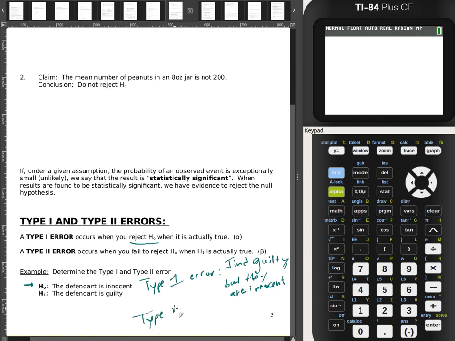That's not very good. A type 2 error would be when you fail to reject the null hypothesis. Failing to reject the null hypothesis in this case would be to conclude that the person actually is innocent. So this would be an innocent verdict, but they are guilty.